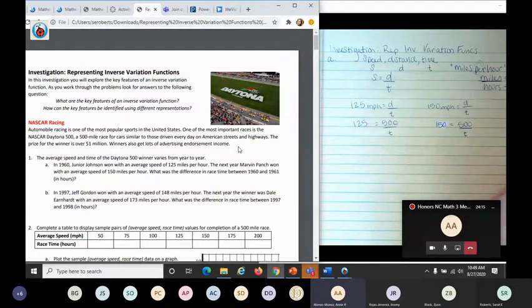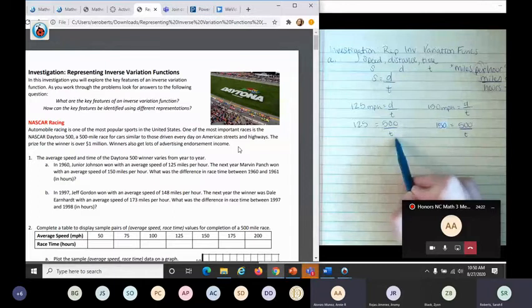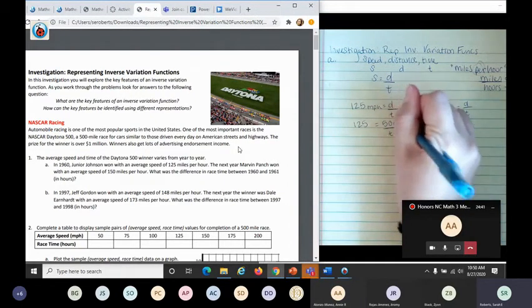Is the 125 in T? So we need to get this T out of the denominator. How do we do that? I'm not sure. So when something's in the denominator, it is dividing the thing on top. What is the opposite of dividing? Multiplying. There we go. So we need to multiply each side by T.